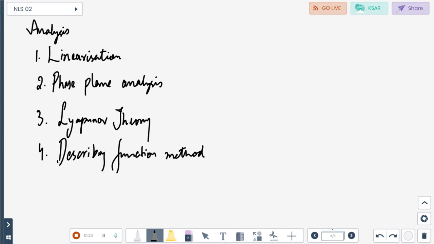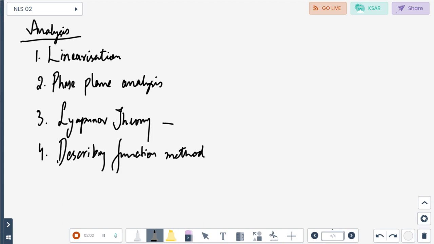So using these 4 different analysis strategies, we'll be trying to find out how we can check a nonlinear system for stability, how we can design a controller for a nonlinear system, and also how we can mathematically obtain a model of a nonlinear system. So these are the 4 methods that we'll be studying in this course. These are actually only 3 methods: the phase plane analysis, the Lyapunov theory, and the describing function method.